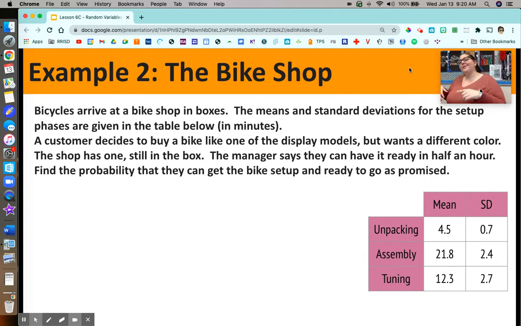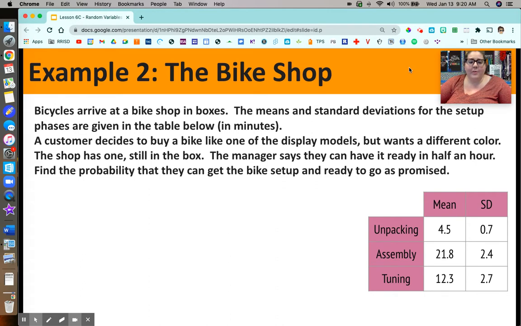So we're going to move on to example 2, which is about bikes. Bicycles arrive at a bike shop in boxes. The means and standard deviations for the setup phases are given in the table below, in minutes. So we have the unpacking phase, the assembly phase, and then the tuning phase of a bike. A customer decides to buy a bike like one of the display models, but wants a different color. The shop has one in that color, but it's still in the box. So the manager says they can have it ready in half an hour, or 30 minutes.